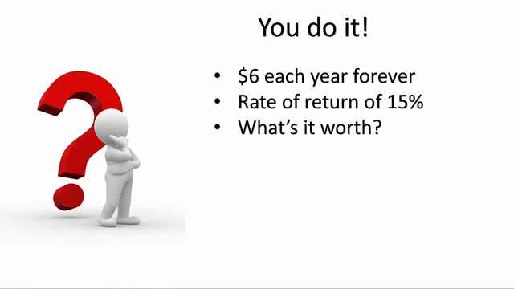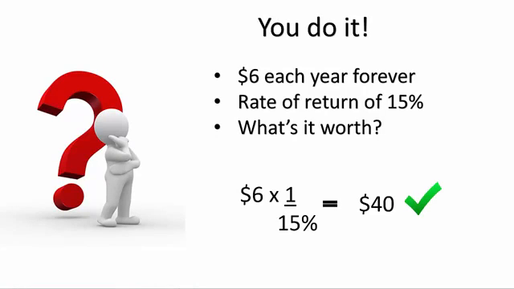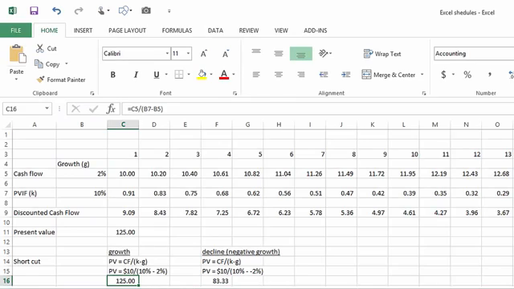Let's do this using a different set of assumptions that are a little messier to work with. If I promised you $6 a year forever and your required rate of return was 15%, how much is this investment opportunity worth? If you got $40, you would be correct. Calculate it as 6 times 1 divided by your discount rate of 15%, or even more simply, $6 divided by 15% equals the $40. Got it? Let's change our original scenario ever so slightly, and instead assume that the cash flows grow at a constant rate.